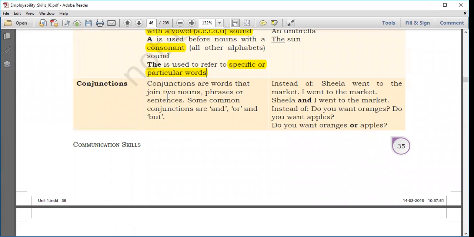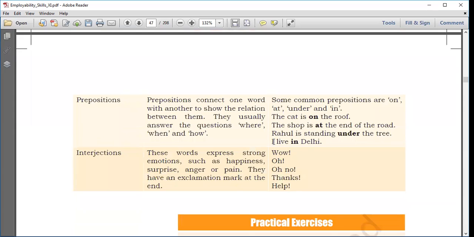Conjunctions are joining words as we just did, and, or. These are the examples. Prepositions connect one word with another to show the relationship. Now, prepositions and conjunctions are almost similar because both of them join things. But in prepositions, some relation is made between the words that we are joining, right? Like on, at, under, in. The cat is on the roof, right? We are joining roof and cat, but on indicates that the cat is sitting on the roof, right?